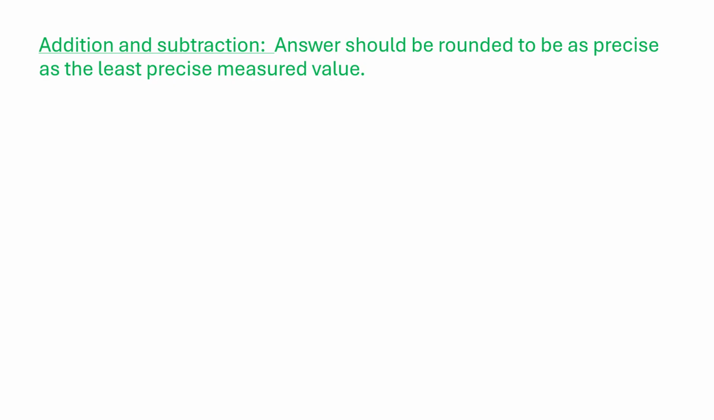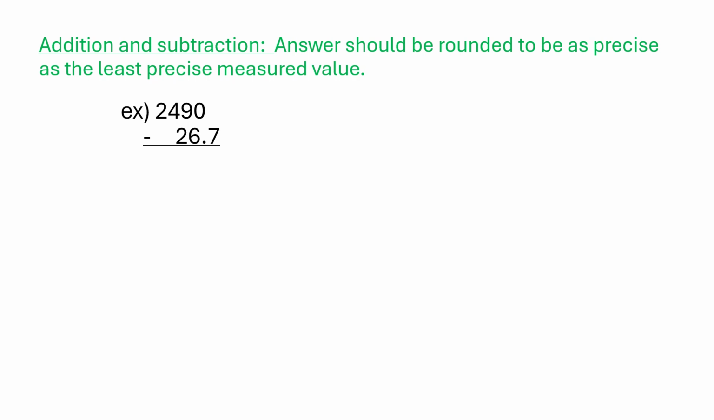But there is another rule, and that is addition and subtraction are treated differently. So go ahead and write out this rule. Go ahead and pause and write. Okay, so this says the answer should be rounded to be as precise as the least precise measured value. So here's what we mean.